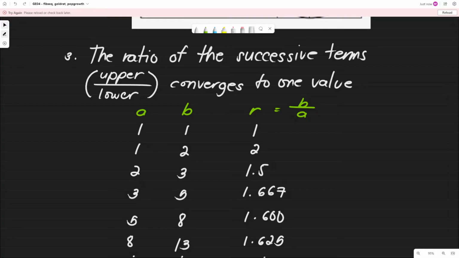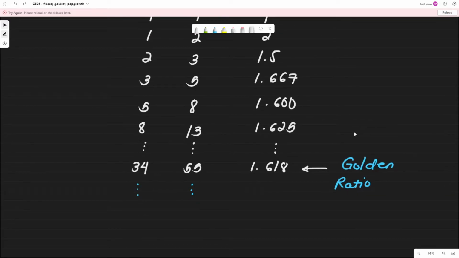2 divided by 1 is 2. Then 3 divided by 2 is 1.5. Then 5 divided by 3 is 1.667. 8 divided by 5 is 1.60. 13 divided by 8, that is 1.625. And so on and so forth. If you're going to continue this, we will actually converge to one value. Let's say I will take the values 55 and 34. If we divide this, we will get 1.618. And this 1.618 is actually what we call the golden ratio.